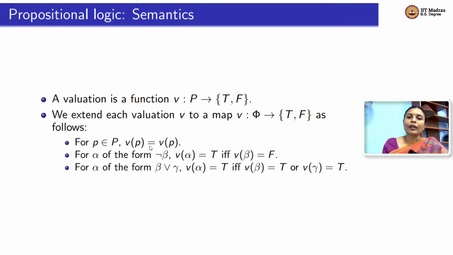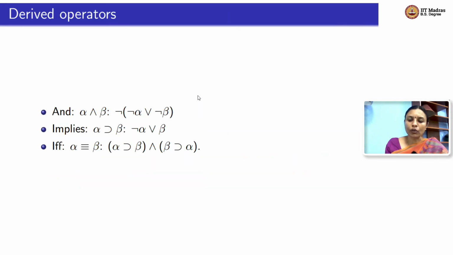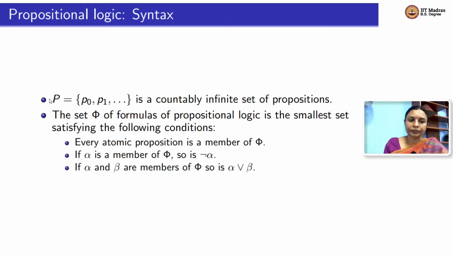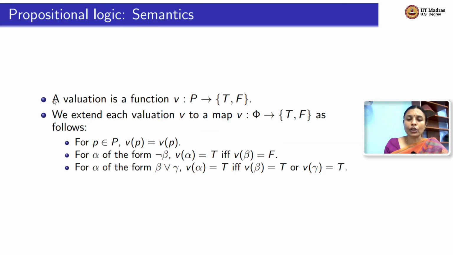For that, we need what we call a valuation, which is basically a function which takes each atomic proposition. Remember, P is the set of atomic propositions here. It takes each atomic proposition and returns true or false, T for true, F for false. So a valuation is a function that tells you, for all the atomic propositions that you are using, whether it is true or whether it is false.